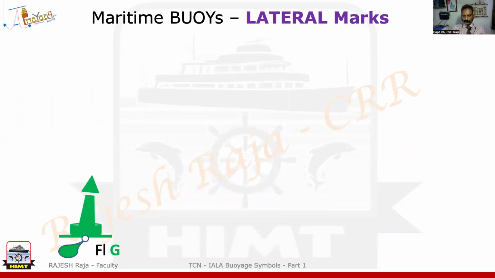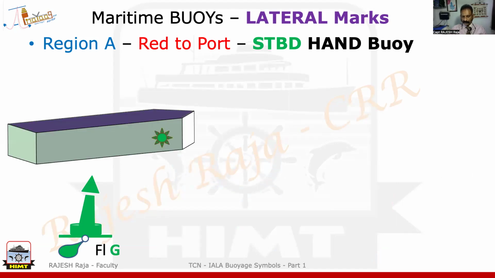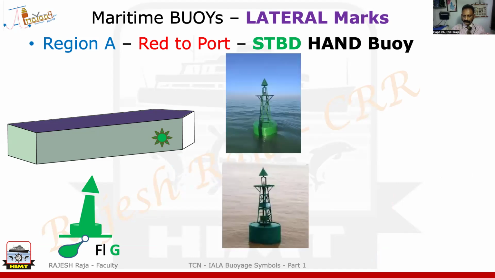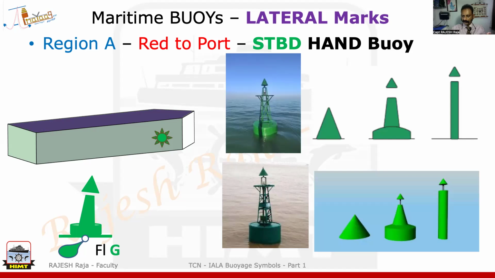Let's go on to a starboard hand buoy. Same region A, starboard hand buoy. I've shown you a vessel moving, and you can see this buoy is placed on the starboard side. Green color. I've shown you a pillar shape on this, and I put a cone top mark. So it is a cone top mark. Let me show you real pictures. These are the pictures, and possibly in your paper charts or on websites, you might find these symbols showing you. Here also the top mark is very important.